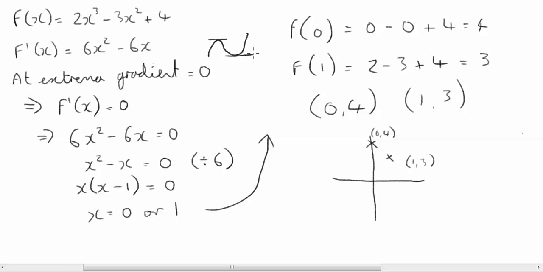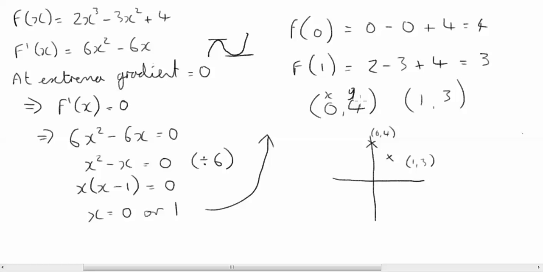So I've got those two values of x, but I need the coordinates of the extrema, so I need to go and find the y values. So I'm going to go back to the original function, and I'm going to put the two values of x that I found into the original function. So I'm going to put 0 in there. 0 cubed is nothing, times 2 is nothing, minus 3 lots of nothing, still nothing, plus 4. So when x is 0, y is going to be 4. And I've got my first coordinate. Okay, when x is 0, y is 4.